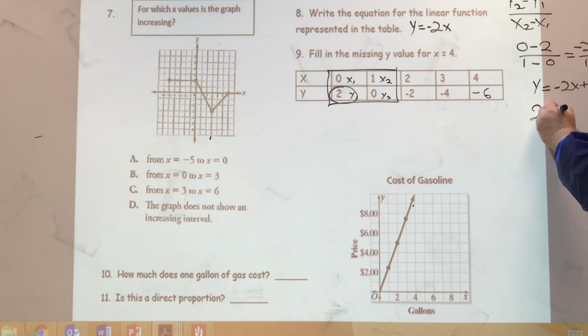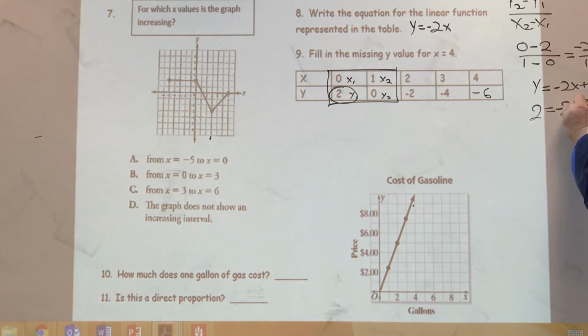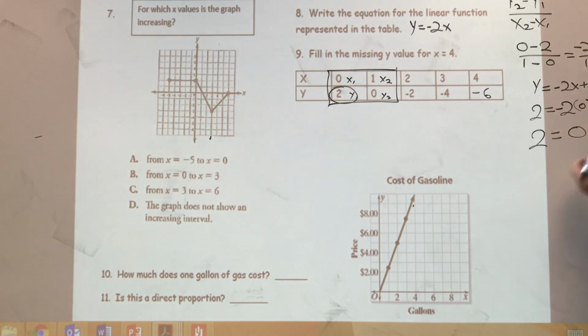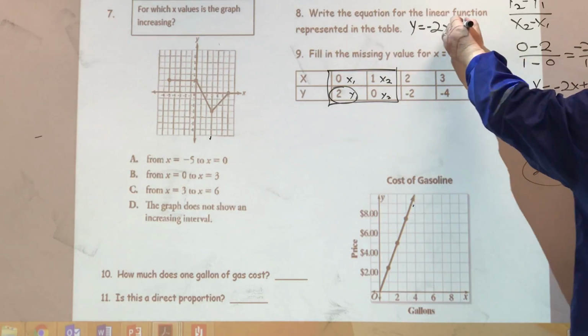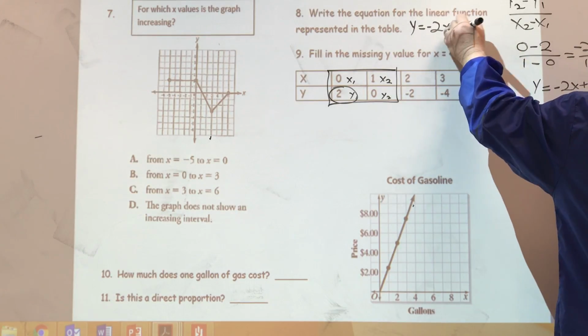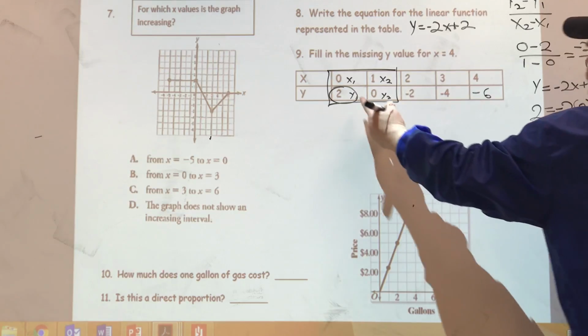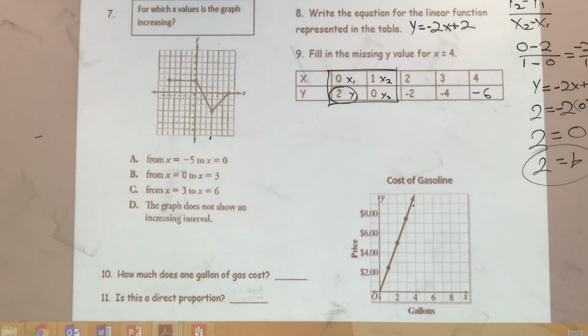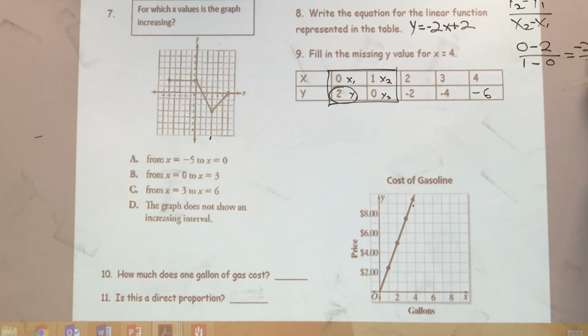Y is a 2 if I choose this point. So -2 times x, the x is a 0, plus b. So if we simplify this, this is 2 equals 0 plus b, which is just 2 equals b. So we find out that the intercept is plus 2. And we knew that because x was a 0, the y value was the intercept. All right, I'm going to erase that and scroll up.